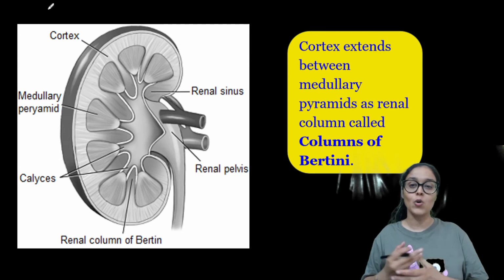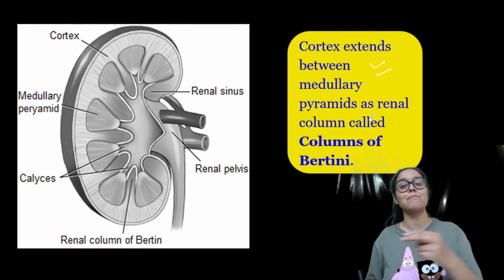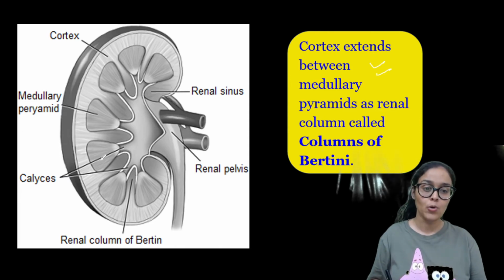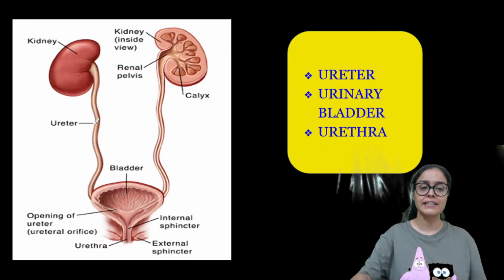So we will be going ahead, and I have told you that the cortex part extends into the medullary pyramid region, known as the column of Bertini or renal column. This region is known as the renal column. That's all. This is something which you have to remember, right? So now we will be seeing the nephron in a very detailed way.